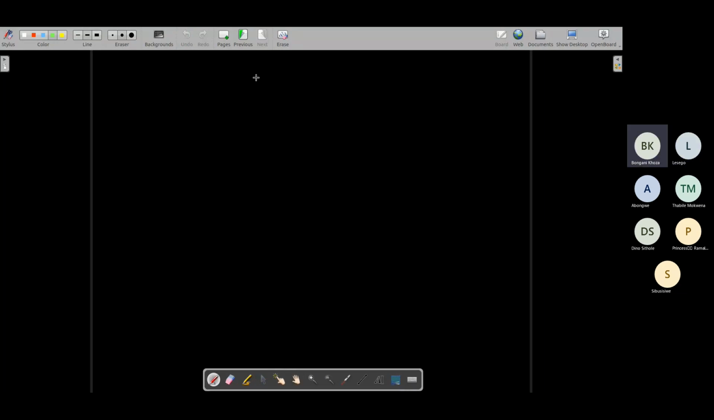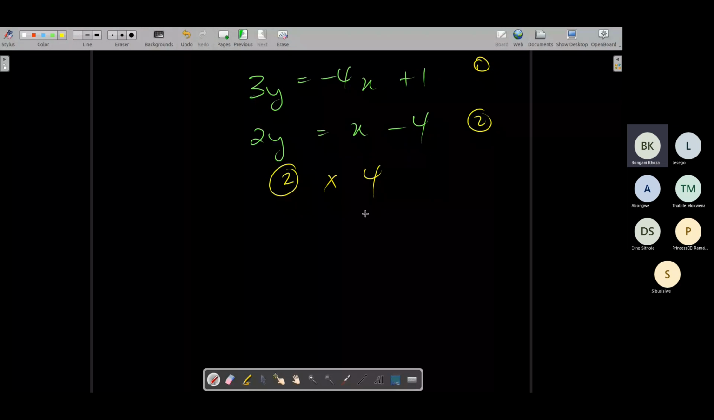So we were given 3y equals minus 4x plus 1. The other one was 2y equals x minus 4. Right, so we're trying to get rid of x. That means I'm trying to make it such that it's in a coefficient of 4. So for me to have a 4, if this is equation 1, this is equation 2, you can say equation 2 times 4. I think 4 is fine.